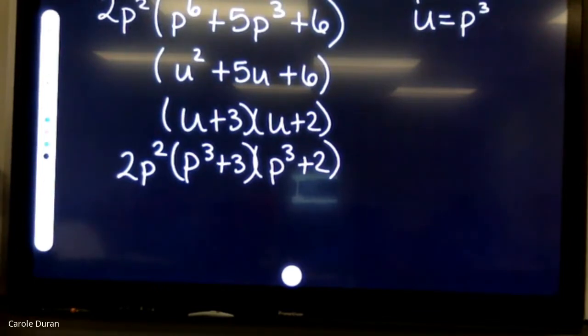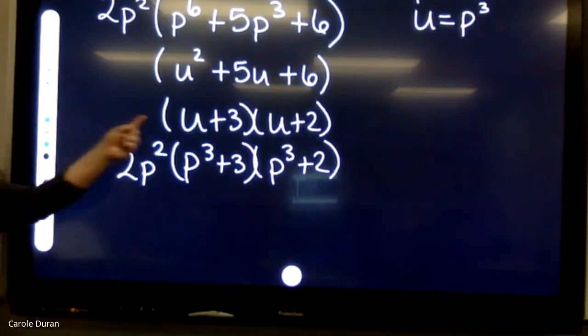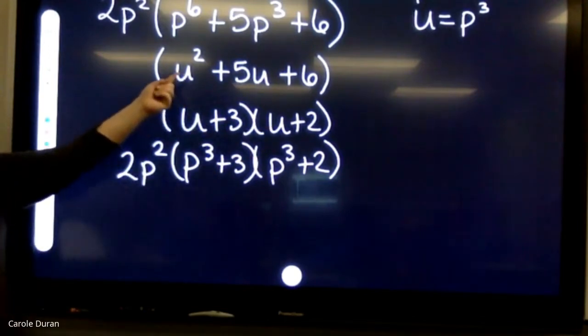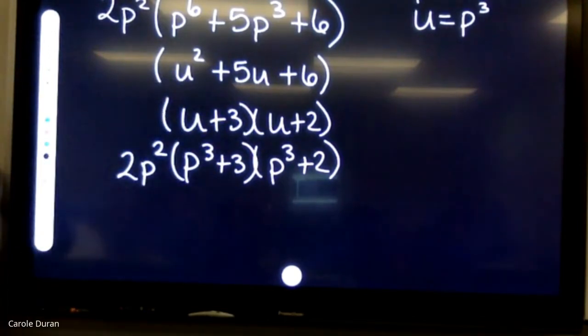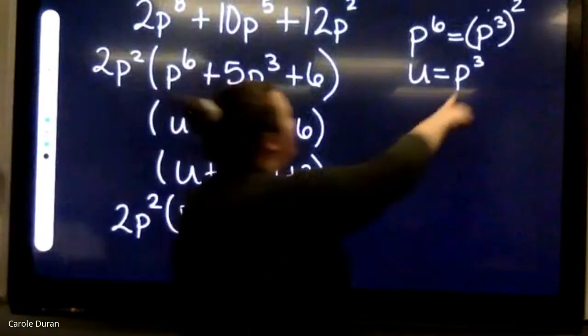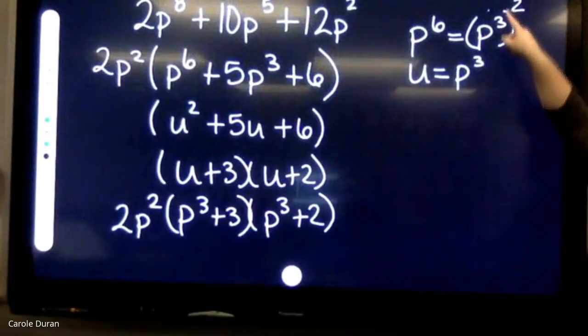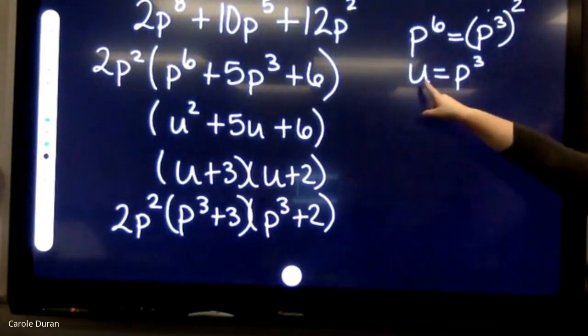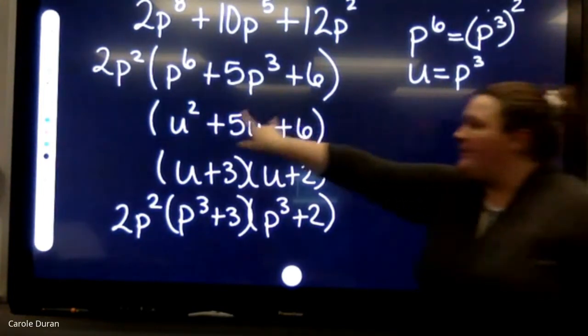So, u times u turned into u squared. When I broke it up, I just broke it up into what it was before. I broke the p to the 6th up into p cubed squared, and then I replaced p cubed with a u temporarily. Remember, this is going to be on the test. And then I put it back at the end.